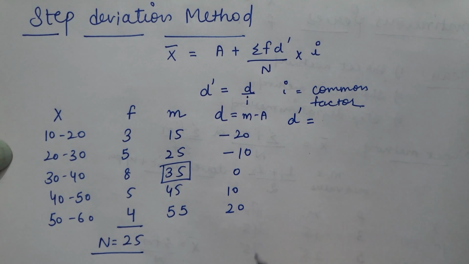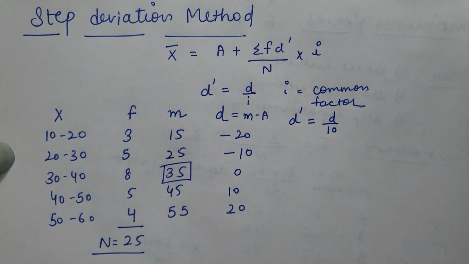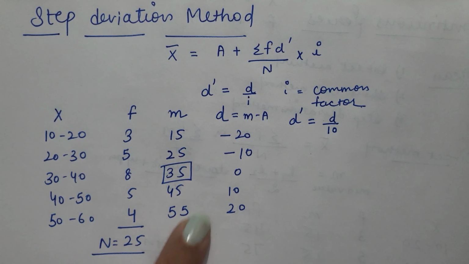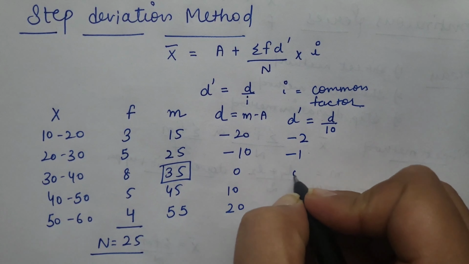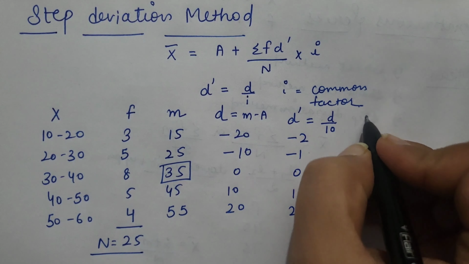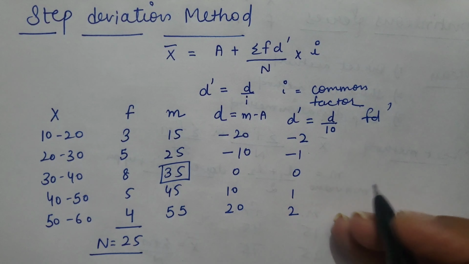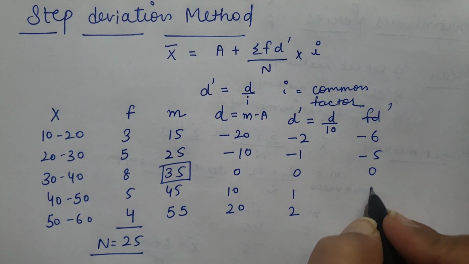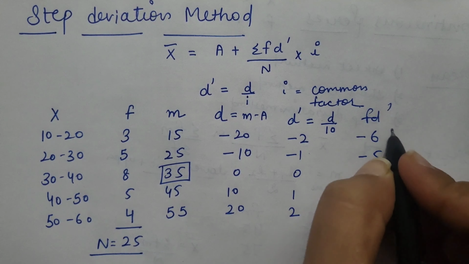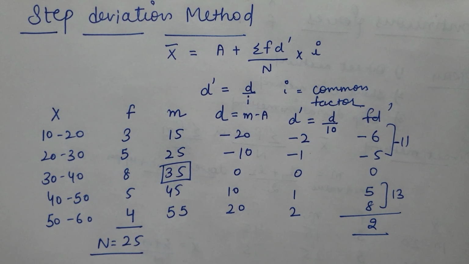Next column would be d dash, which will be calculated as d divided by 10. As all the items are multiples of 10 here, I am choosing the common factor 10. So minus 2, minus 1, 0, 1 and 2. And the last column is fd dash. Now multiply this final column with the frequency: 3 times minus 2 is minus 6, minus 5, 0, 5, 8, which gives minus 11 and 13. So the sum is 2.